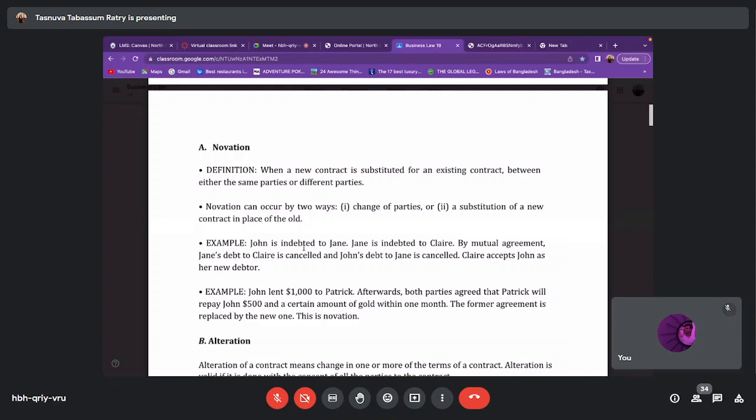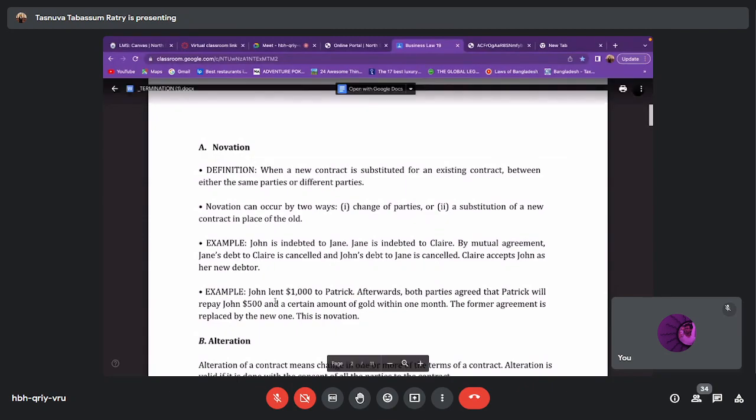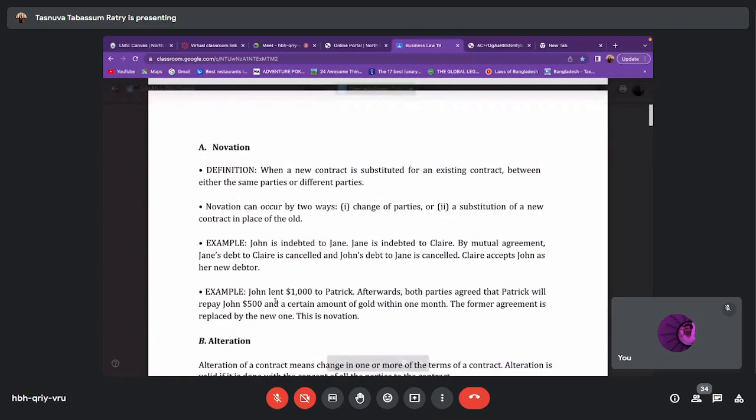Now the parties, by mutual agreement, meaning everyone consents, decide that they will cancel their old contracts. Which old contracts will be cancelled? The contracts between John and Jane, and Jane and Claire. By cancelling them, they form a new contract. So a new contract has substituted for an existing contract. According to the new contract, John will not pay Jane. John will directly pay Claire.